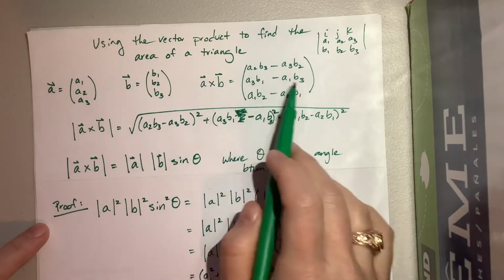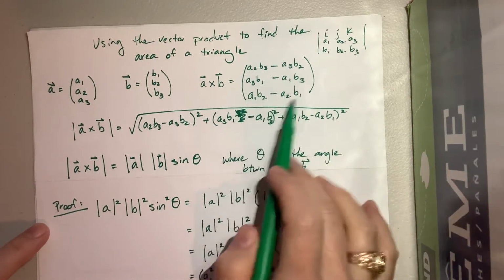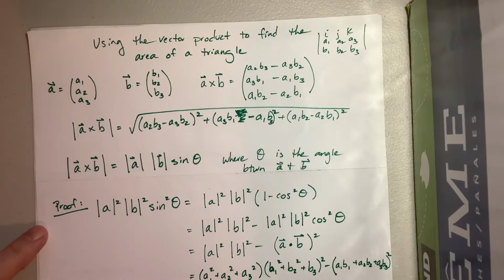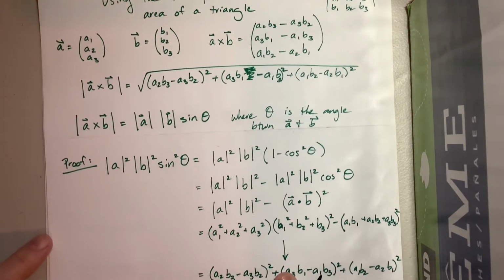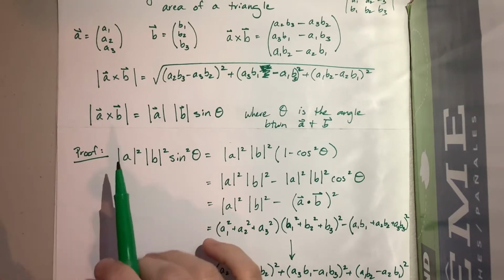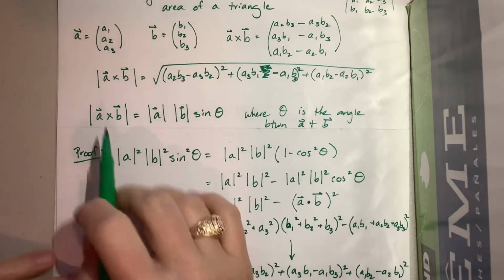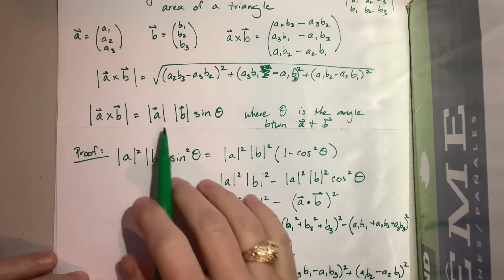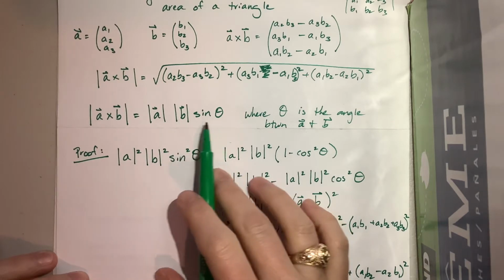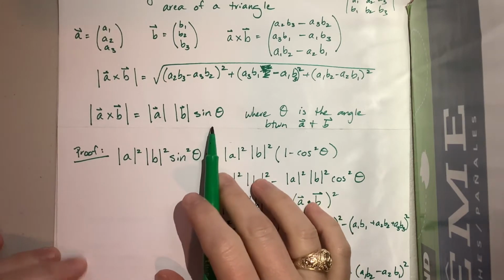I square this, I square this, I square this, I add them all together, I take the square root, and hopefully you're comfortable with finding the magnitude of things. Now, what they're asking us to verify, one of the cool things that happens, is that the magnitude of the cross product is equal to the magnitude of one vector times the magnitude of the second vector times sine of the angle between the vectors.